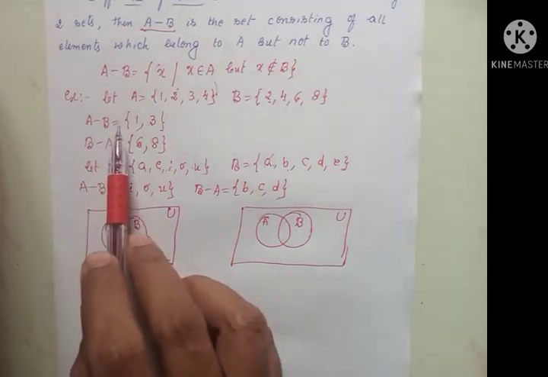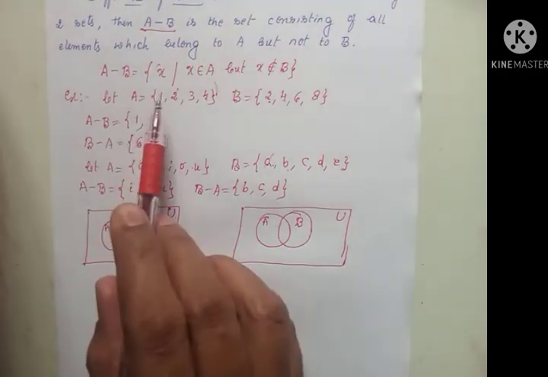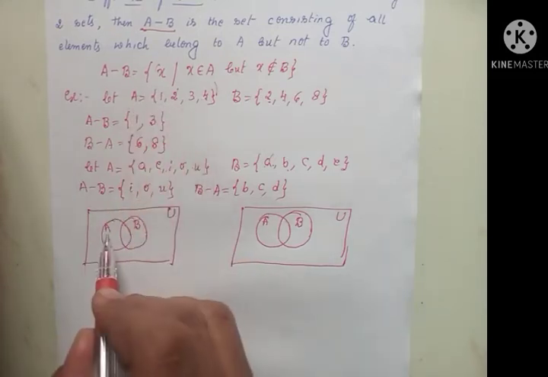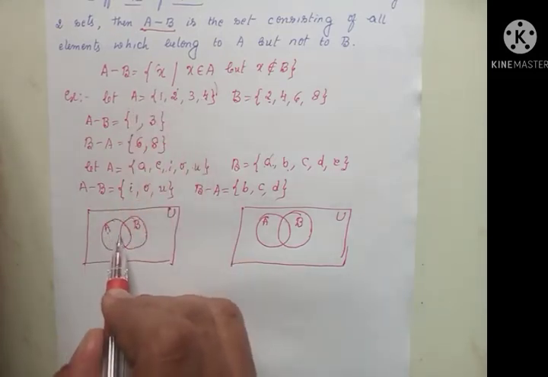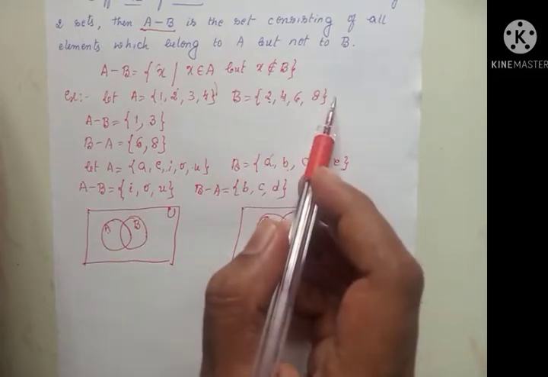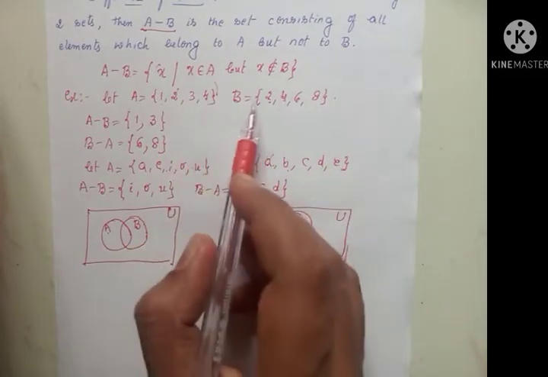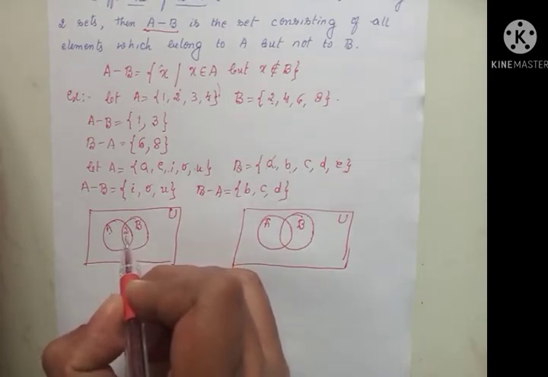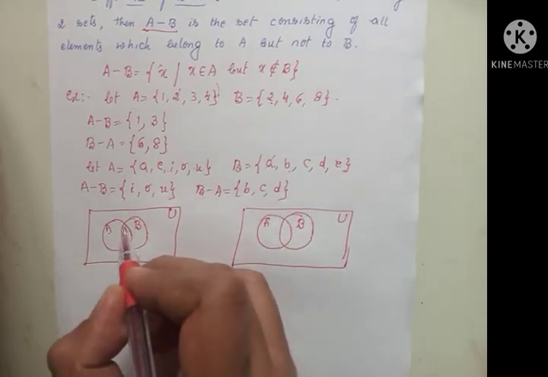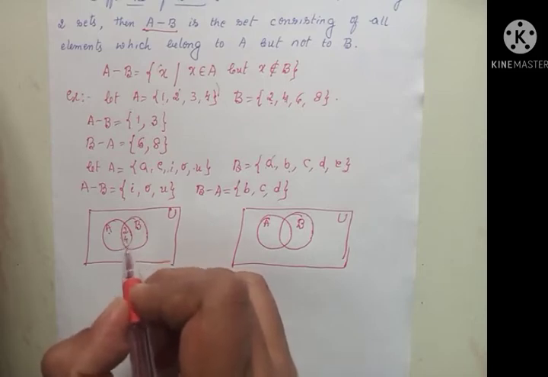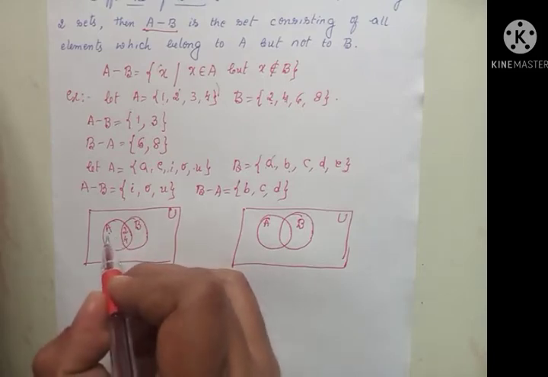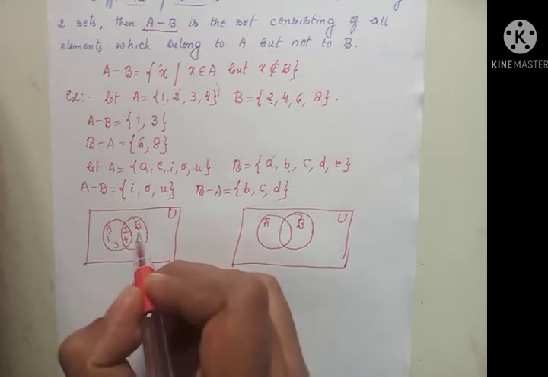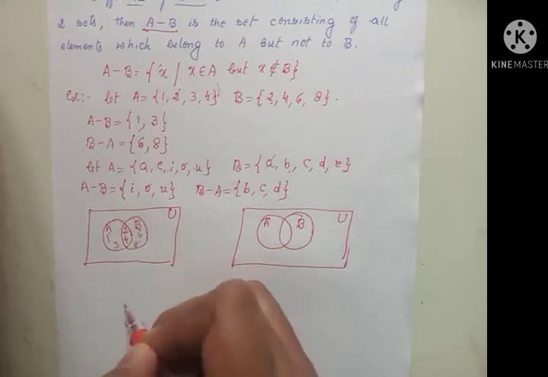A minus B. Here in set A, the elements are 1, 2, 3, 4, and in set B, 2, 4, 6, 8. So 2, 4 is common. If you want to write the elements, you have to write the common region here, and here 1, 3, and here you have to write 6, 8, like this.